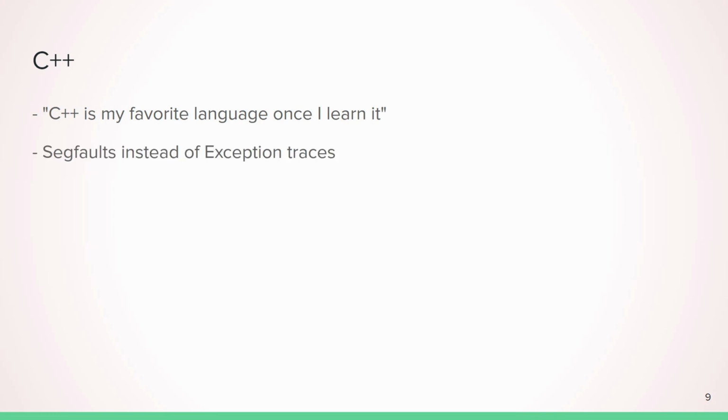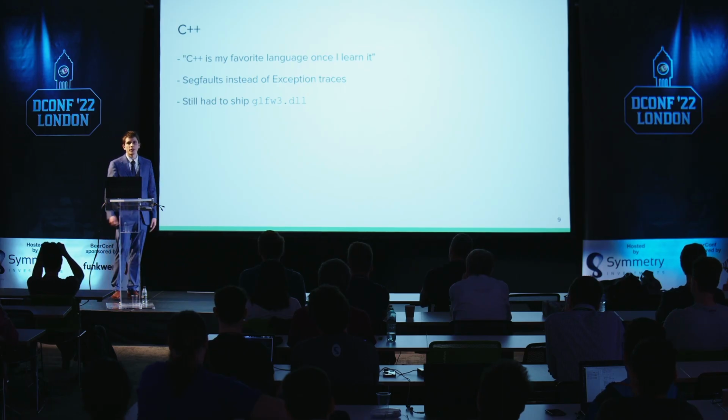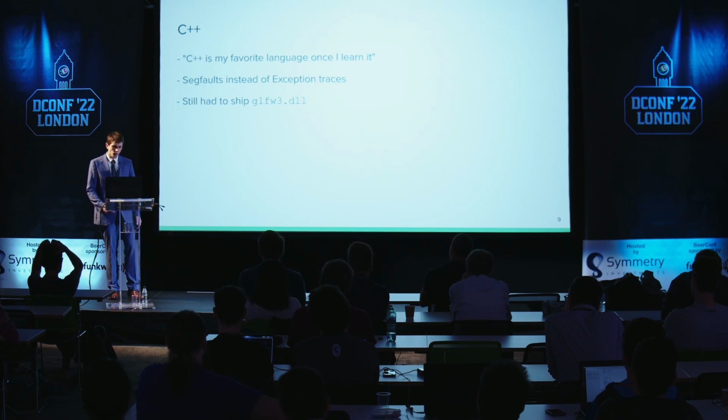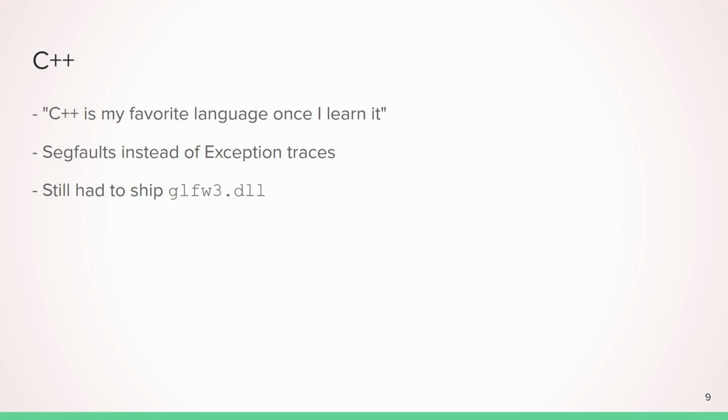Of course, you find some things that you take for granted in Java. Like in C++, I got segfaults instead of exception traces when I was dereferencing a null pointer or doing endless recursion. And also, I still had to ship glf3.dll, which is a windowing library, because unlike GameMaker, C++ does not come out of the box with functions to check for keyboard presses and things you need in games. I wanted to not have to send this DLL alongside the executable, but it turned out to be really hard to embed it in C++.